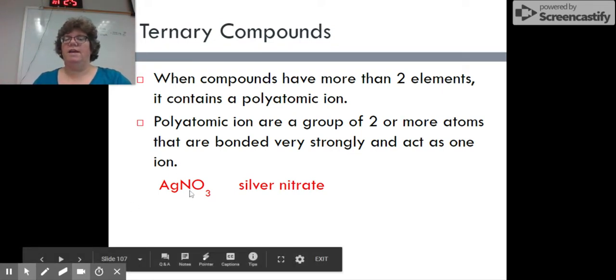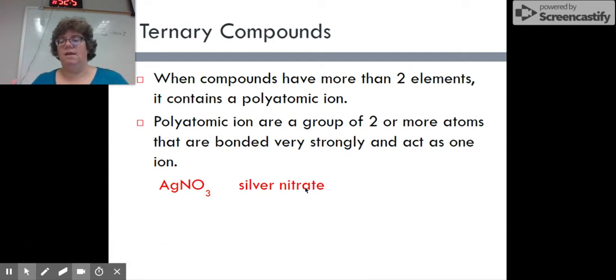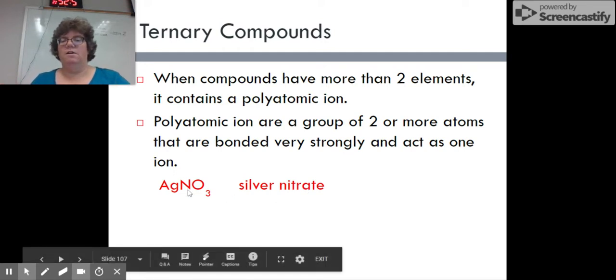So you see here we have AgNO3. Silver is Ag, and NO3, when you look at the chart, is nitrate. So you just write that down. That's how you name it. The cation, the name of the element, the polyatomic ion, straight off the piece of paper. You don't make any changes.